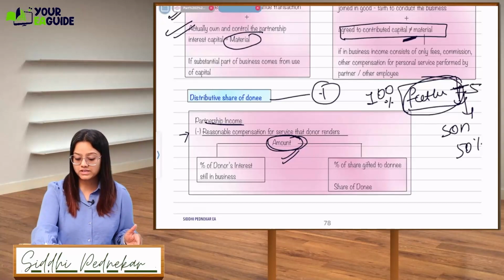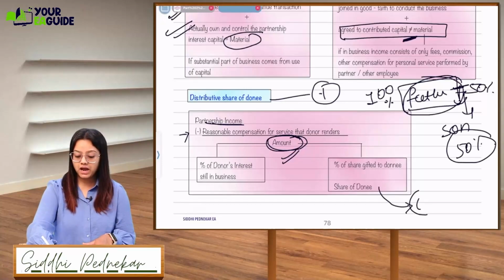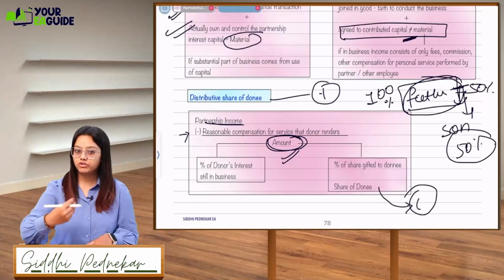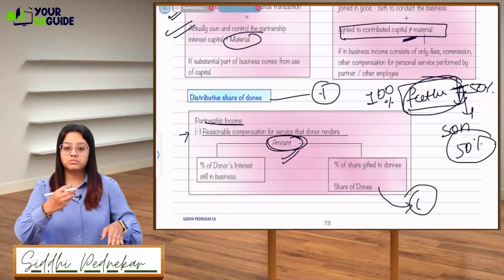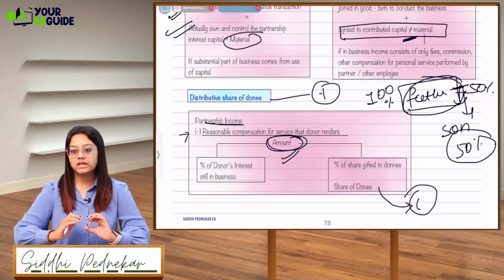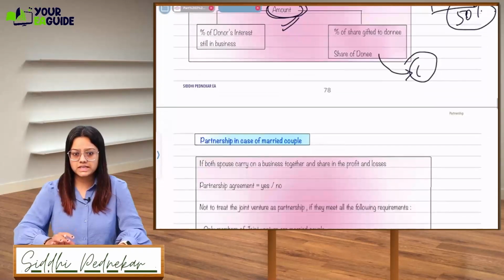Let's say the father is still having 50% interest and 50% is owned by the son. So the question will be asked on this basis. They'll give you a calculation sum, they'll give you the partnership income, the reasonable share of the father, and now they'll ask you how much is the basis of the son in the partnership firm. Okay, so this is an easy calculation.